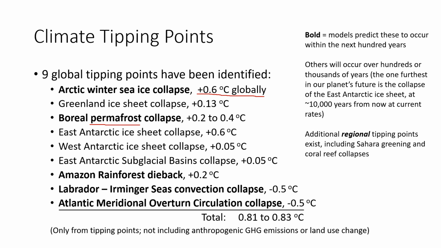And then the last two you see are subtracting some temperature increase. So have negative temperature increase. The Labrador-Irminger Seas convection collapse. So this is one of those oceanic convection currents. And then we talked about the AMOC collapse as well, and how that may lead to cooling in the northern hemisphere.